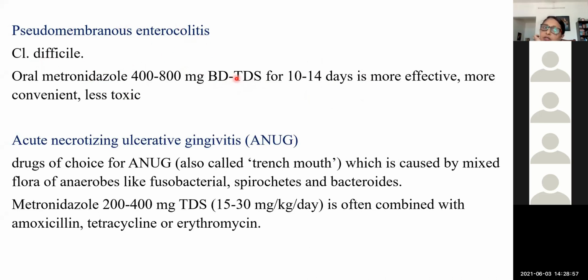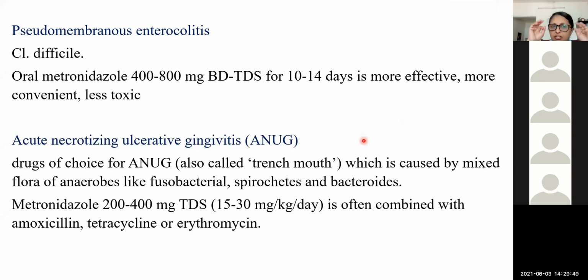Which is the other drug for pseudomembranous enterocolitis? Do you know which is the other drug? Anyone in the class? Vancomycin. Who said vancomycin? Sanjeev. Very good. And Sri Lakshmi also told, I think. Yes, ma'am. So two drugs are there: oral metronidazole or vancomycin.